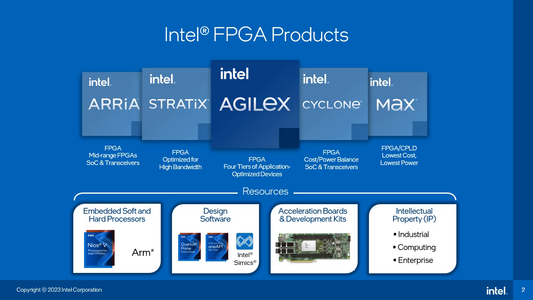They are available in five current families: Max, Cyclone, Arria, Stratix, and the newest family, Agilex, all with increasing capacity, performance, and feature sets.